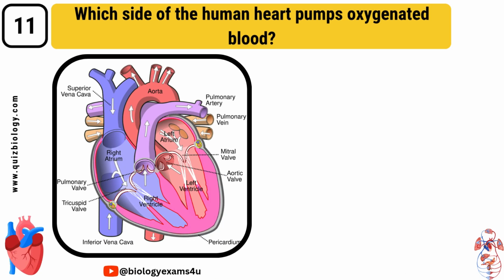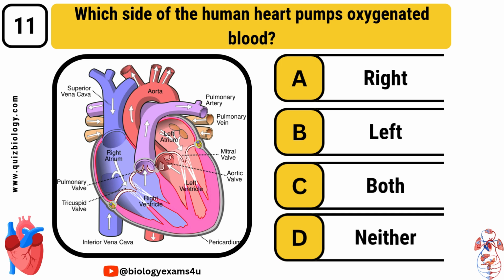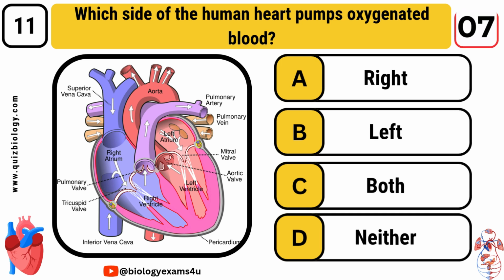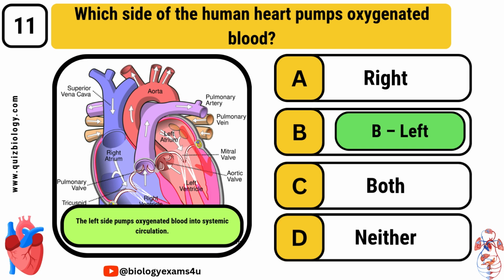Which side of the human heart pumps oxygenated blood? Right side, left side, both, neither. As you see here, it is the left side that pumps oxygenated blood into the systemic circulation.